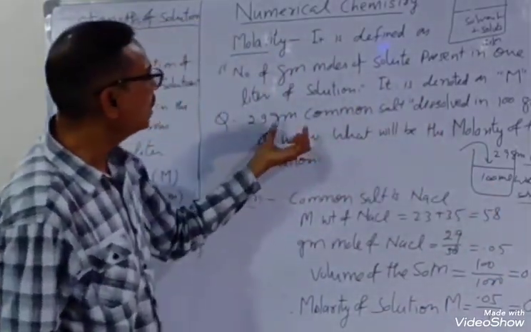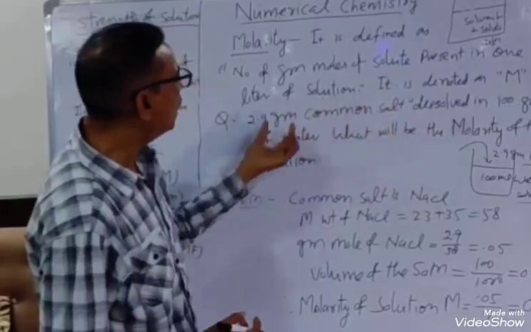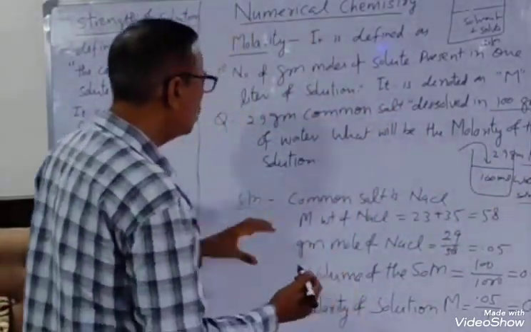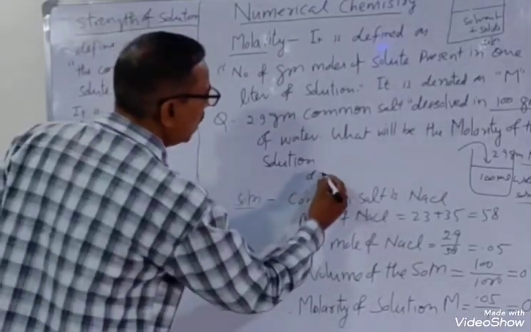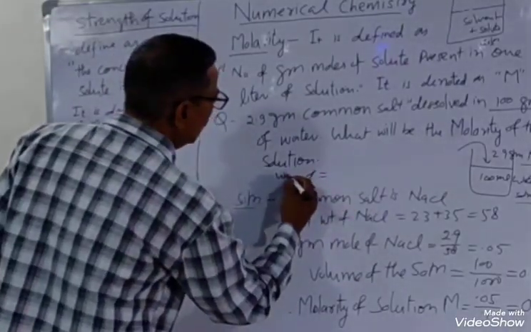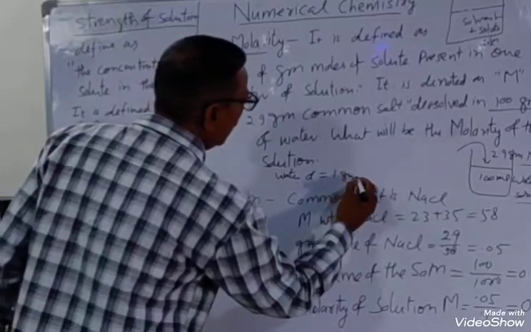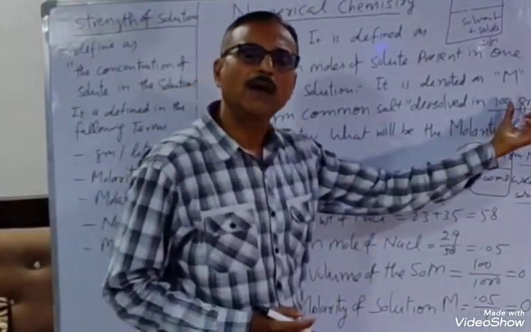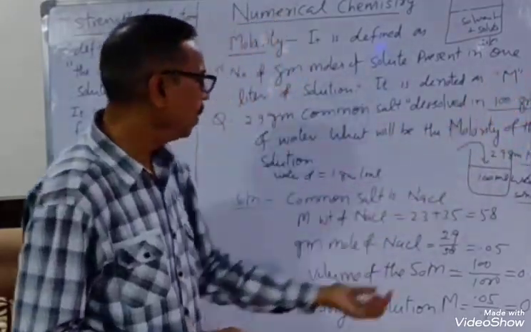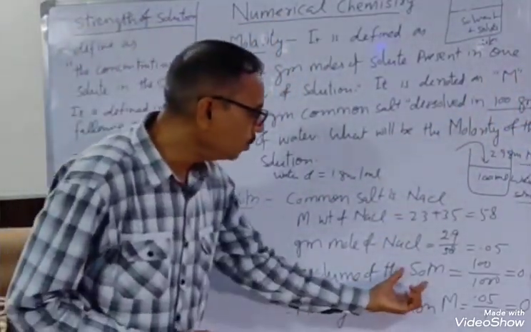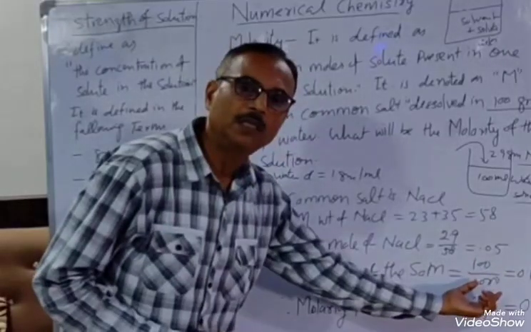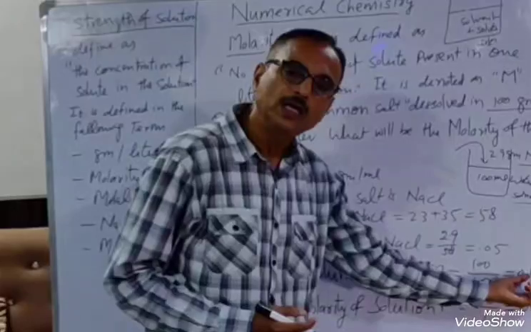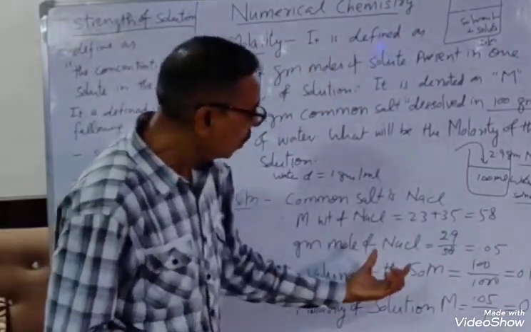So how much quantity of the solution? Here solvent is 100 ml, 100 gram, since density of the water is 1 gram per ml. Therefore, in case of water, 100 gram means 100 ml. So volume of the solution is 100 ml divided by 1000, because we have to convert this volume into liter, so 0.1 liter.